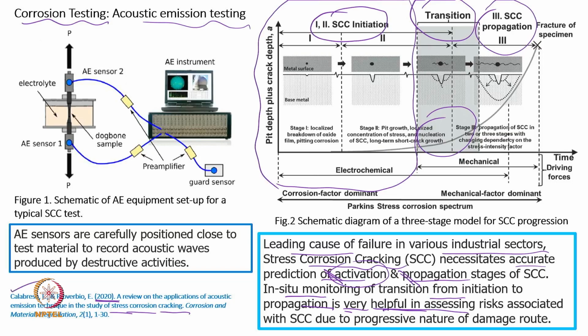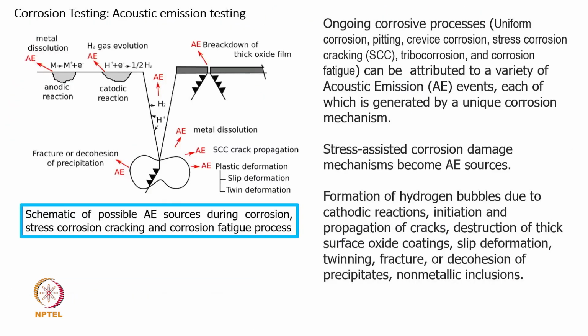As I mentioned, this has been taken from this reference, and another thing is that the sensors need to be carefully positioned close to the test material. In this case, they wanted to use a UTM, and you can see the dog bone sample they have made, with sensor 1 and sensor 2 kept so that the complete reading keeps coming. How the crack is initiating, becoming activated or inactive, and how it is propagating on a surface can be detected using acoustic emission. This is the advantage, and I am trying to show the results.